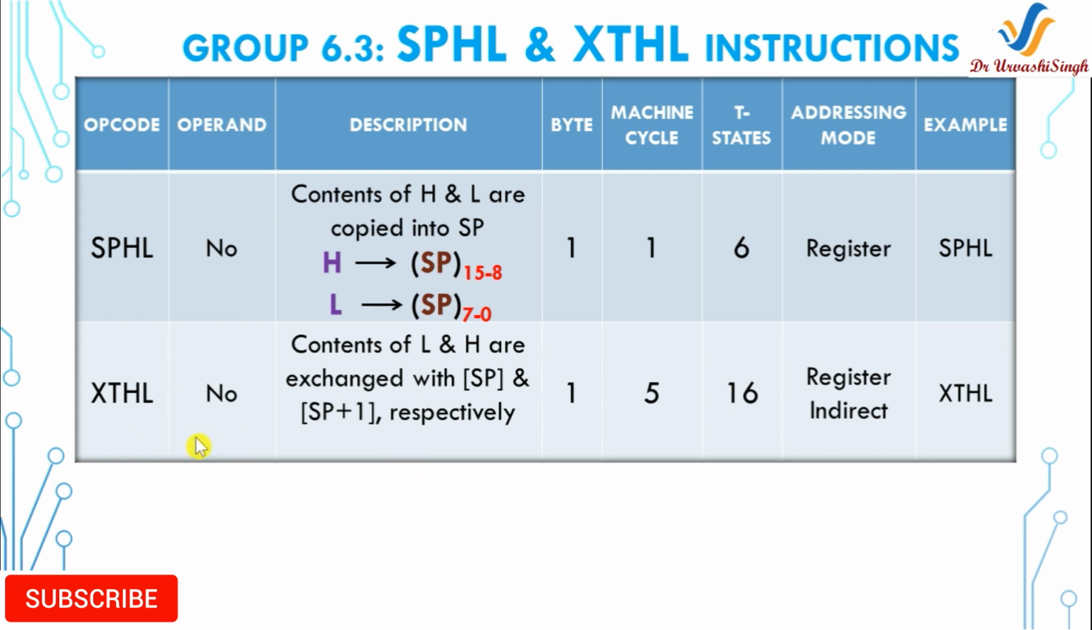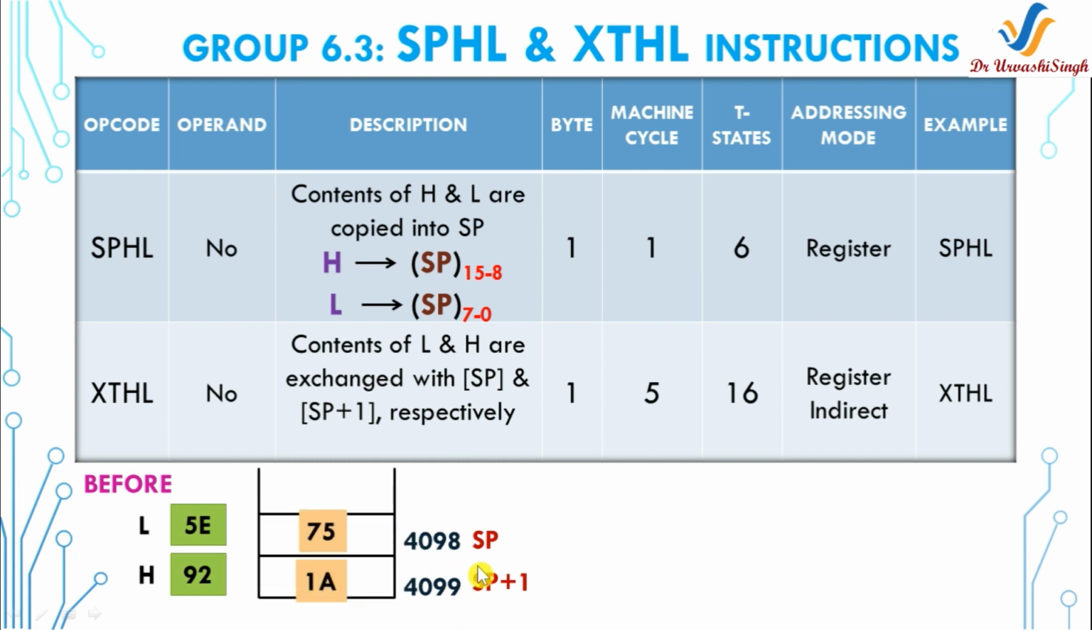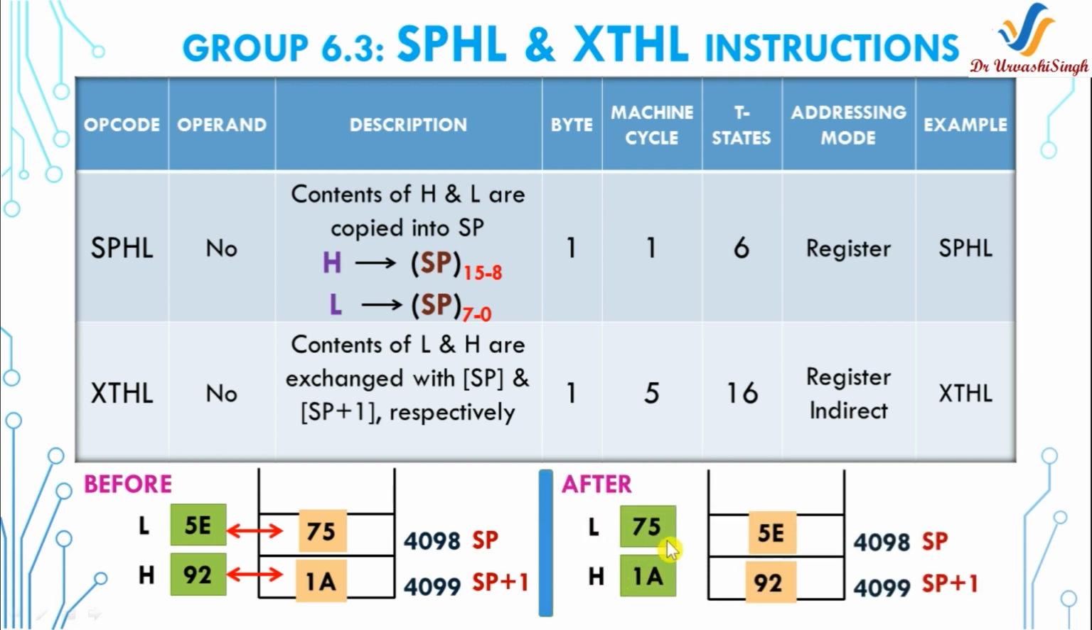Now let us understand this instruction with an example. Let us suppose the contents of the L and H registers are 5E and 92 hex, and the stack pointer and stack pointer plus 1 values are 4098 and 4099 respectively. These 16-bit numbers are the stack memory locations. Let us assume the contents at these memory locations are 75 and 1A. Now according to this instruction, these contents will get exchanged. After the execution of the instruction, L and H will have 75 and 1A respectively, and the values at 4098 and 4099 are 5E and 92 respectively, which were the contents of the HL register pair. In this way, the XTHL instruction is executed.